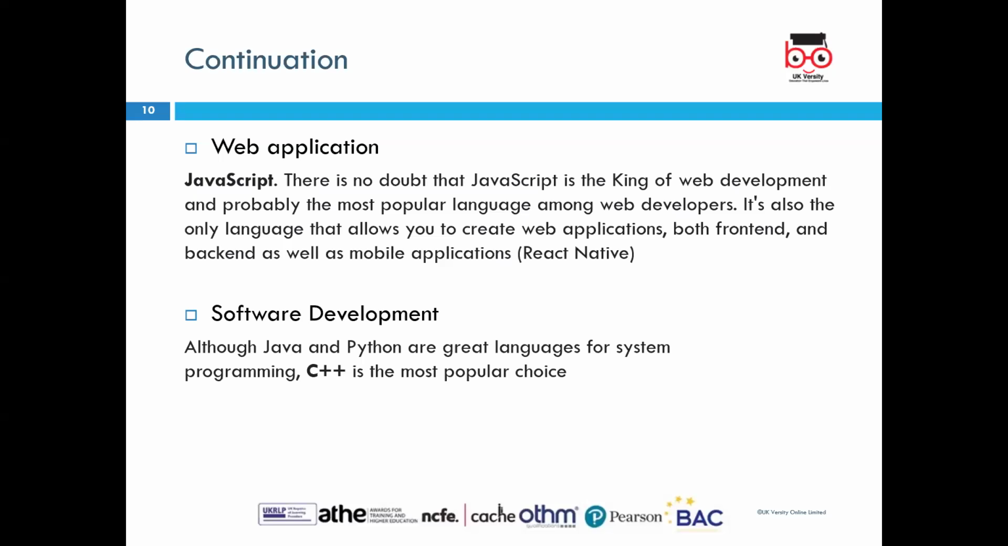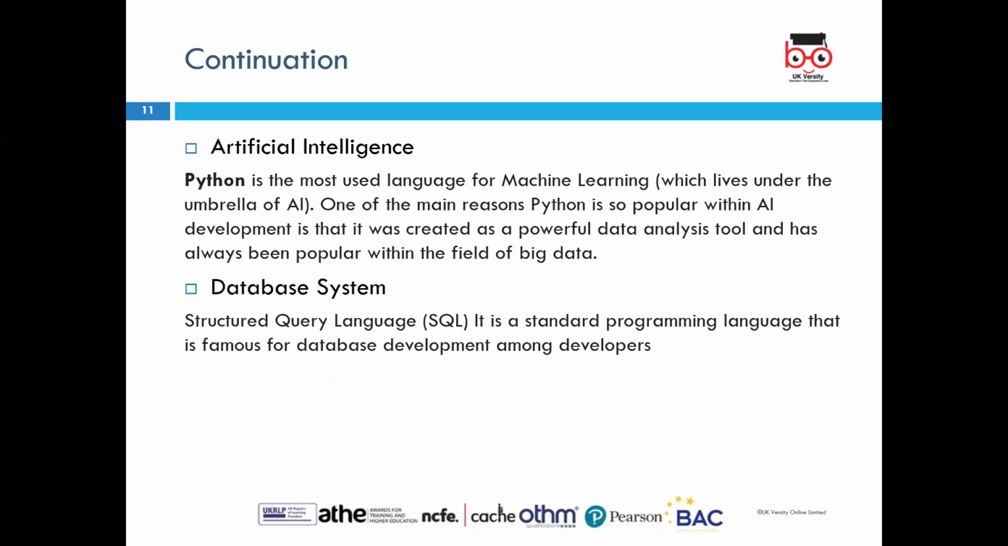When it comes to software development, we're now looking into C++, which is the most popular choice. For AI, machine learning, data, and deep learning, we're now looking into Python. So Python is the most used programming language for web application and artificial intelligence. When it comes to working with databases, we're now looking into SQL, which is a standard programming language that is popular for database management systems.